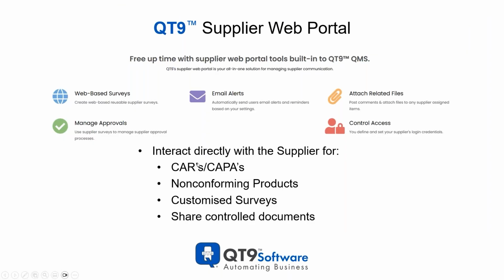So just moving back to the presentation here. So with the supplier web portal, this allows you to use web-based surveys, manage supplier approvals, as I was showing you the automation with the supplier surveys, share files, including control documents, have the supplier respond to CAPAs and non-conforming product requests. Just want to note, all QT9 customers have this portal. It is already included. And the supplier web portal is also license free, meaning that there is no limit on supplier logins.